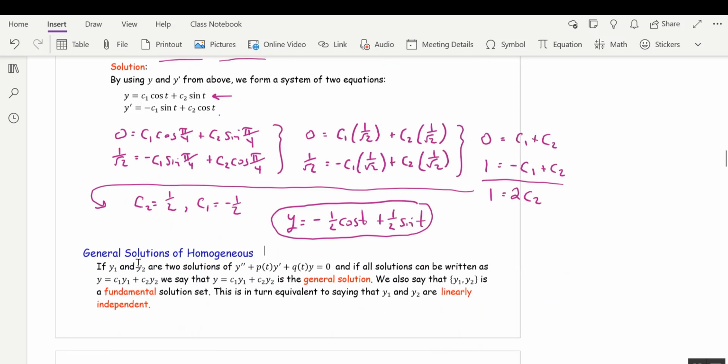Okay, if you have two solutions to a second order homogeneous linear differential equation, and you can write all solutions as a linear combination of those two solutions, we say that you have the general solution. And in that case, the other ways of saying that, and it's a little confusing because there are many ways of saying the same thing, is that y1 and y2 form a fundamental set. And another way of saying that is y1 and y2 are linearly independent.